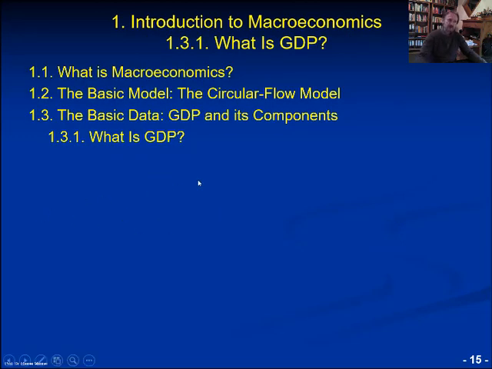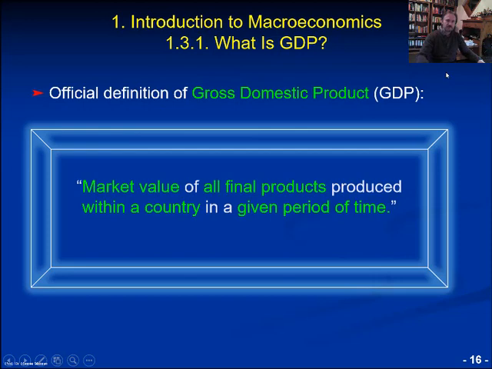Here we will discuss what GDP is, how GDP, gross domestic product, is defined, and also discuss a couple of problems we have in calculating GDP. So let's start with the official definition of gross domestic product. It's the market value of all final products produced within a country in a given period of time.